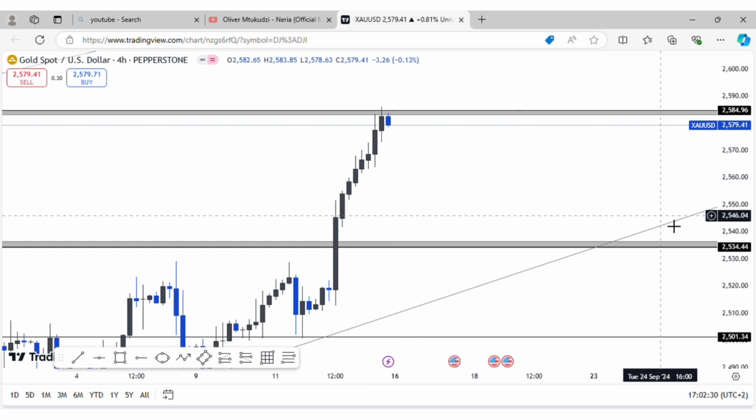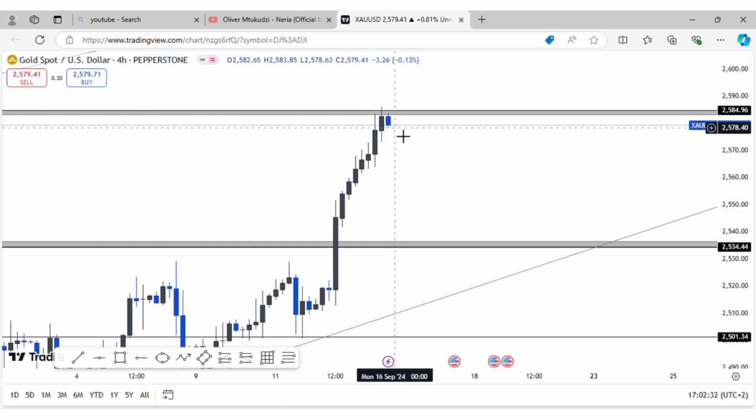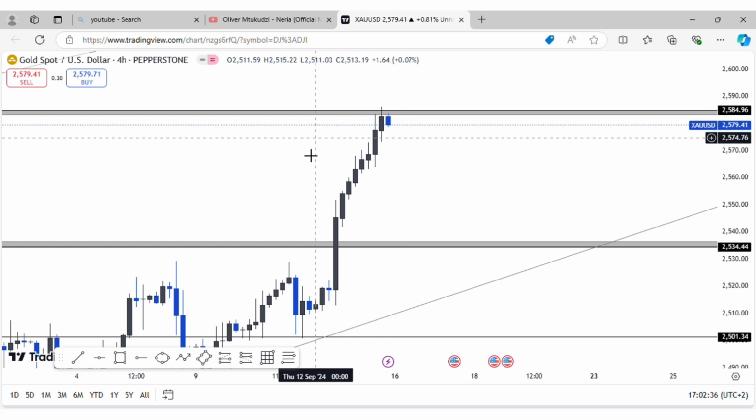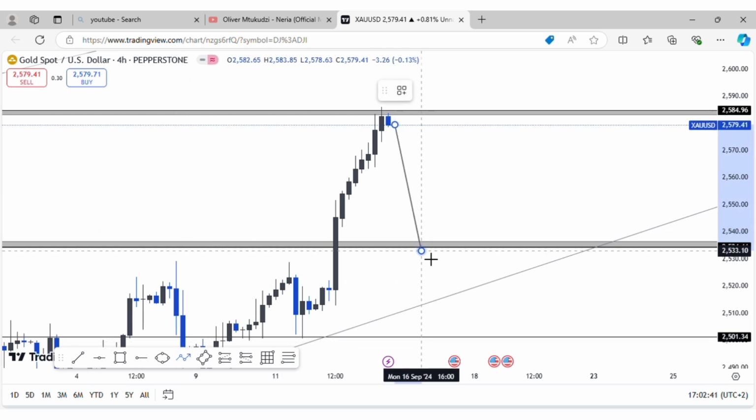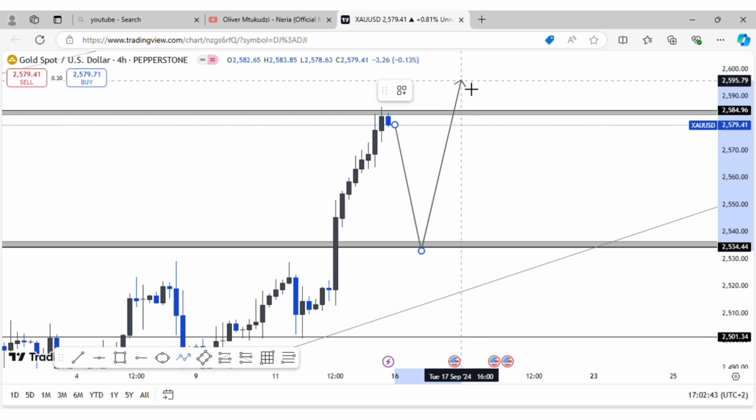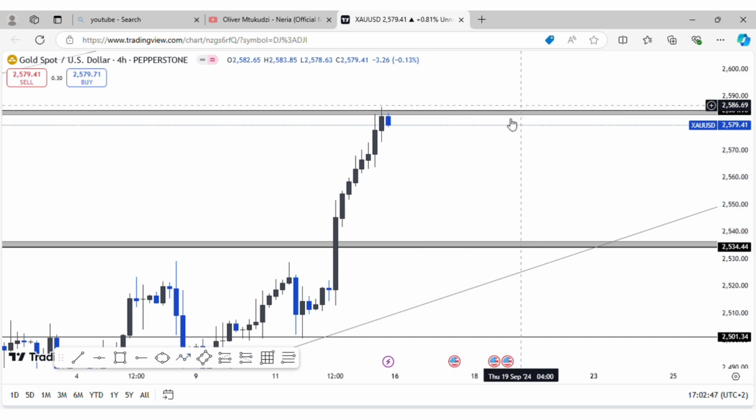On this current market, you can see that price has closed below my resistance, and I'm waiting for what? For a retest of this support there, and also allow it to push to the upside.